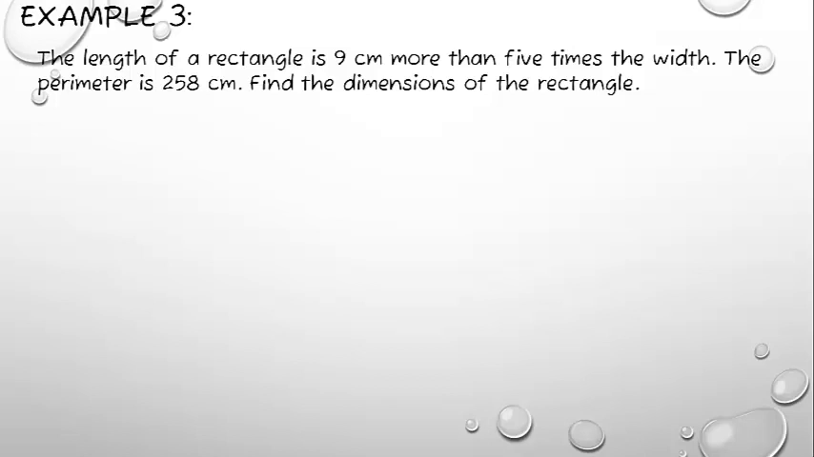Okay, example 3. The length of a rectangle is 9 centimetres more than 5 times the width. The perimeter is 258 centimetres. Find the dimensions of the rectangle. Okay, starting point. Read the question.